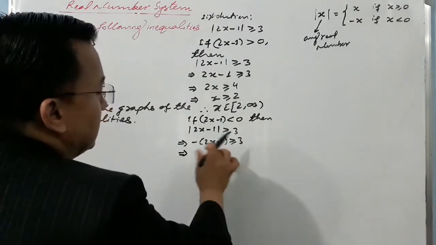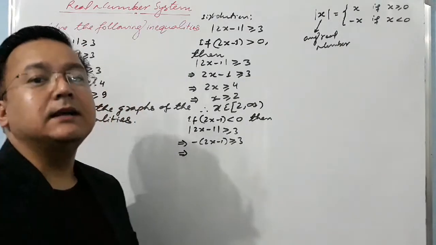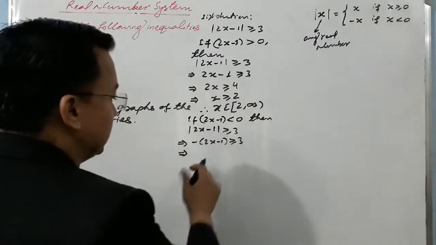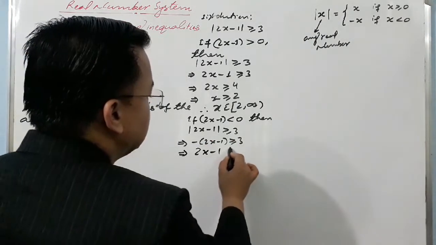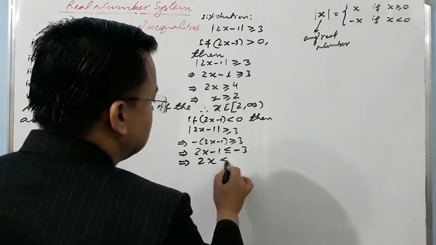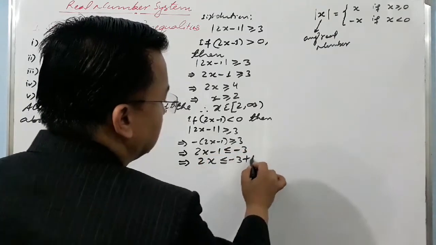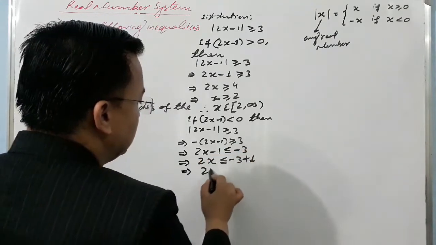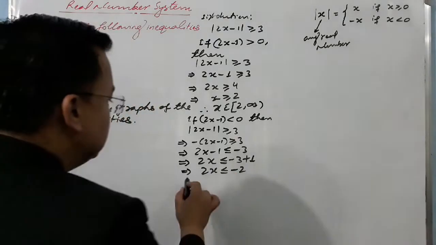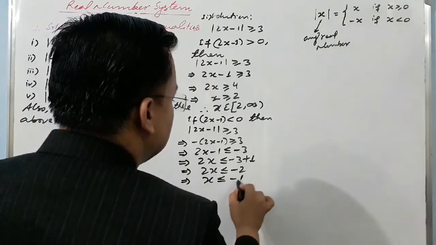Let's simplify. If you multiply both sides by the negative sign, then the sign of inequality will be reversed, okay? So 2x minus 1 is less than or equal to minus 3, which implies 2x is less than or equal to minus 3 plus 1. When you shift minus 1 here, it becomes plus 1, so 2x is less than or equal to minus 2, and this implies x is less than or equal to minus 1.